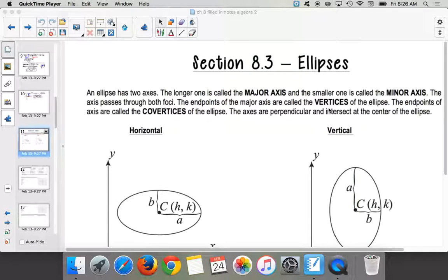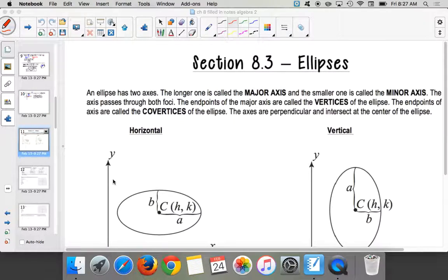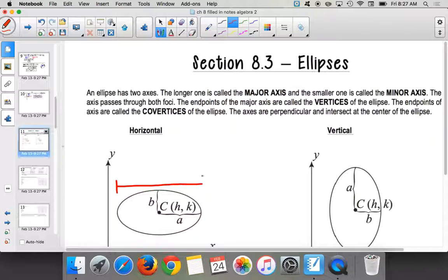One of them is going to be longer than the other. So the longer axis is called the major axis. So, yes, like Eric Major. In this case, the major axis would be right here. And then the minor axis would be the smaller axis.